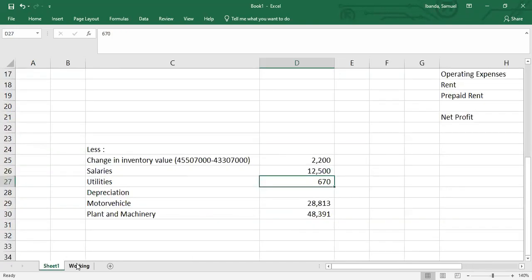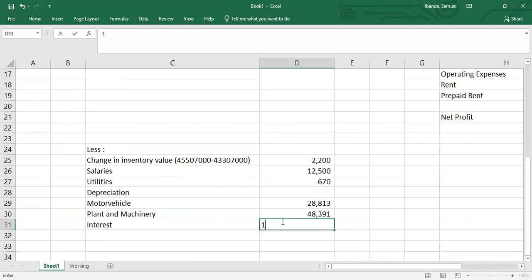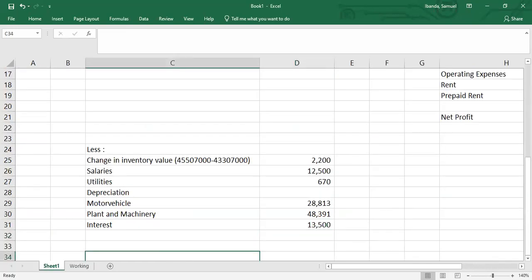So that is my interest for the 3 months. Interest reduces your profit. So I'll just come here and put interest, and I'll actually put 13,500. And that's how I would have calculated my interest, okay? That is how I would have calculated my interest.